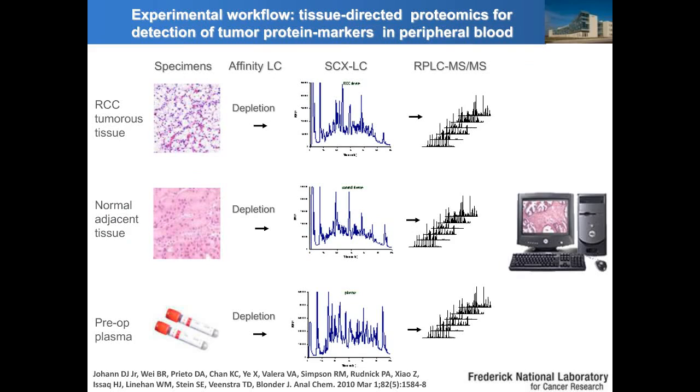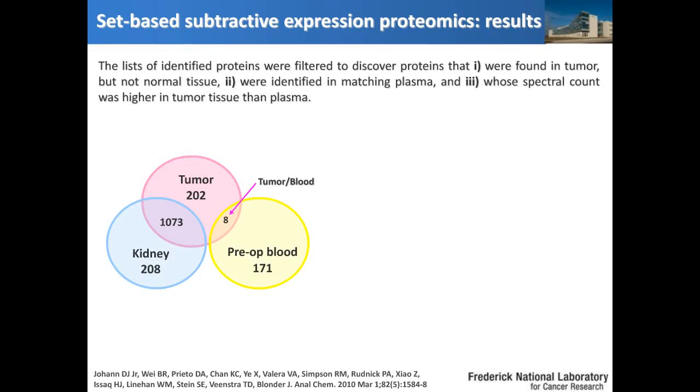So that is another way of showing it. We would do the tumorous tissue, normal adjacent tissue, and preoperative plasma. Since we are going to use spectral counting there, it is important to do immunodepletion not only of plasma, but also of tumor homogenates, because there are still a lot of blood-derived proteins that have to be removed. So this study resulted in the discovery of 8 proteins that are found in tumor, and we were able to detect them in peripheral blood.